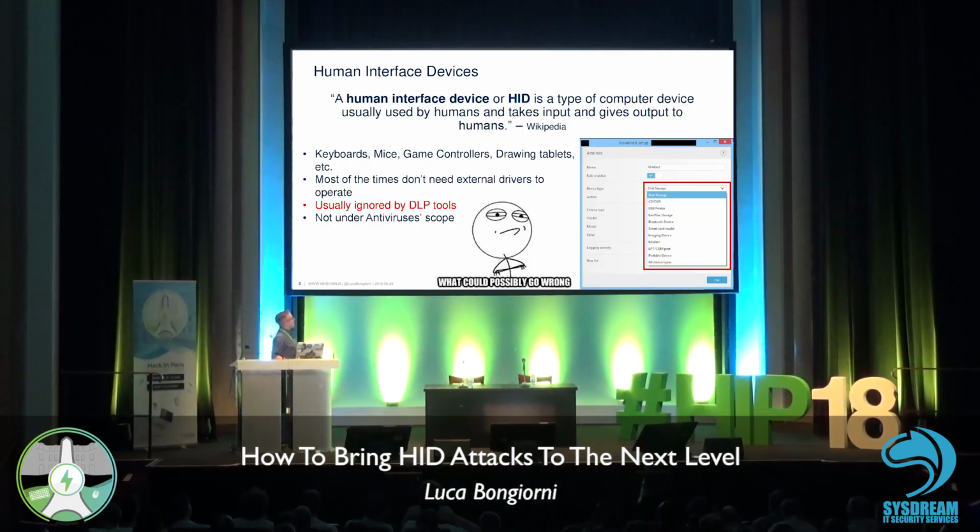So let's make a short recap of what HID devices are, even though the D of HID is already device. Human interface device, according to Wikipedia, is a type of computer device usually used by humans which takes input and gives output to humans. Kind of a dumb definition, but that's Wikipedia.